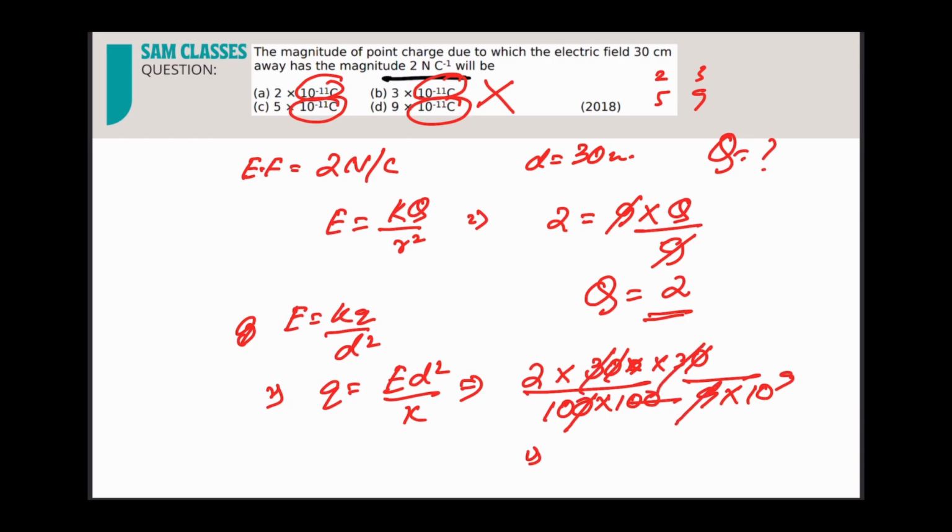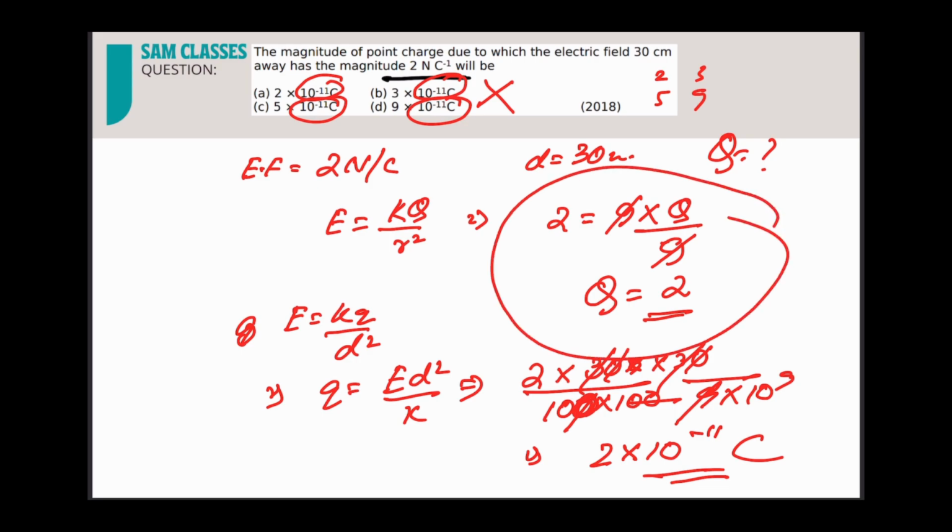This 3 and this 3 gone, this 9 is gone. So 2 into 10 power, how much are we getting? Minus 11. Correct. That's it. If you want, you can solve. Otherwise, you can just go directly with this. You'll get the answer in less than 2 seconds.